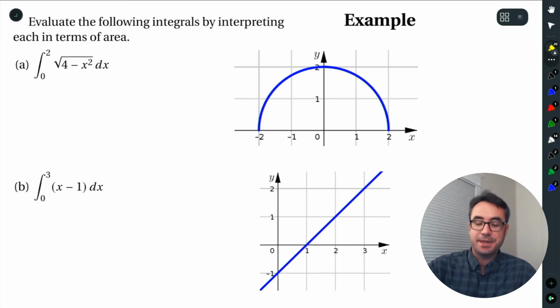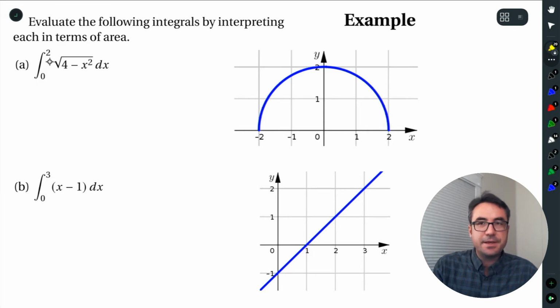All right, let's try another example. We're going to evaluate these integrals by interpreting each of them in terms of area. So for this first one, we're integrating from 0 to 2, and the function here is the square root of 4 minus x squared. So we've actually graphed our square root function here. This is the graph of square root 4 minus x squared.